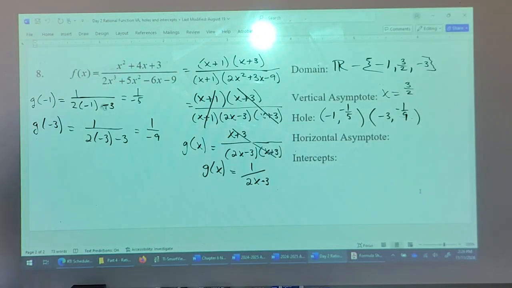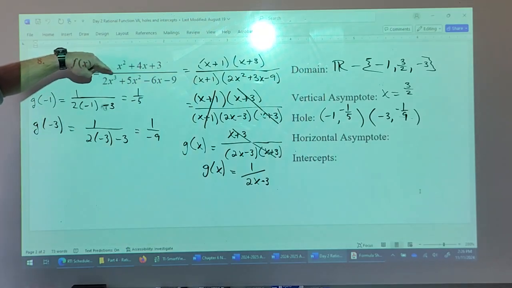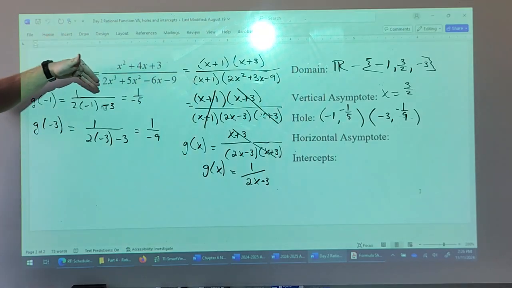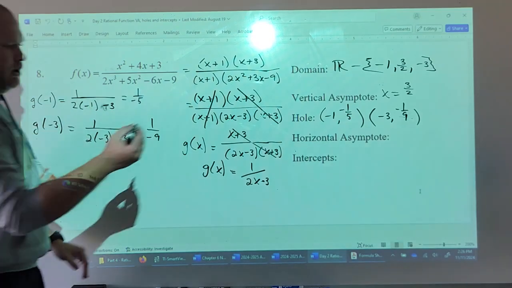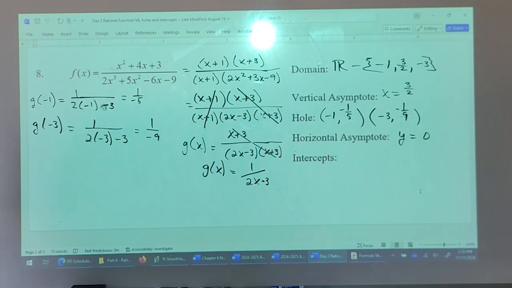All right, horizontal asymptote. Come back to the original rational function, x squared on top, x to the third on the bottom, so it's bottom heavy, which means there's going to be a horizontal asymptote at y equals 0.